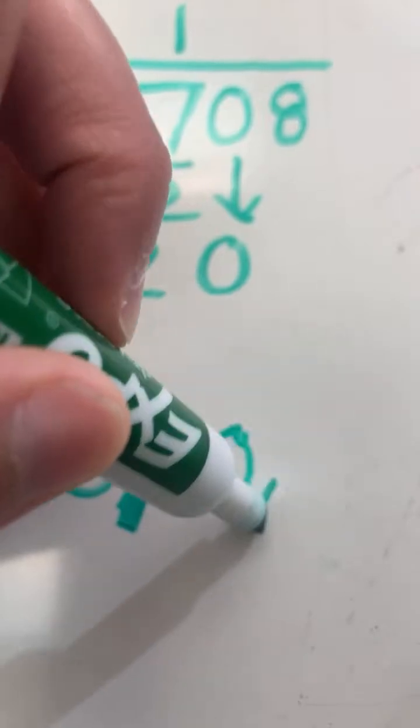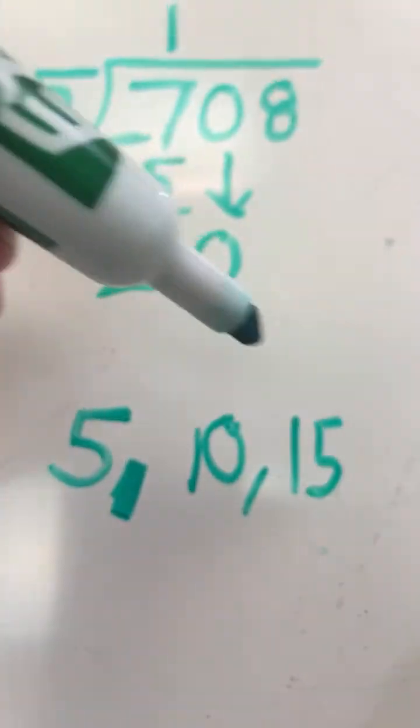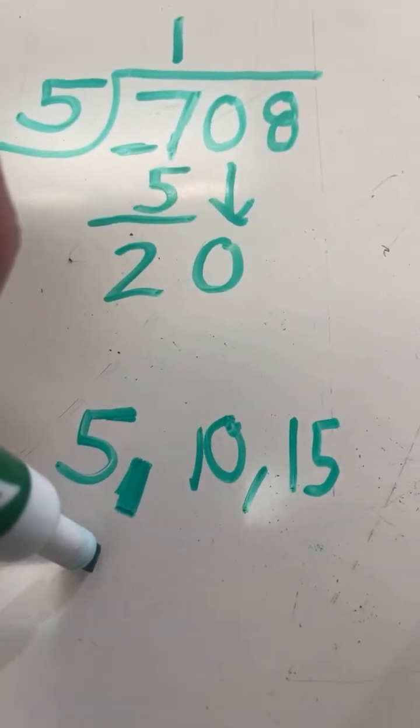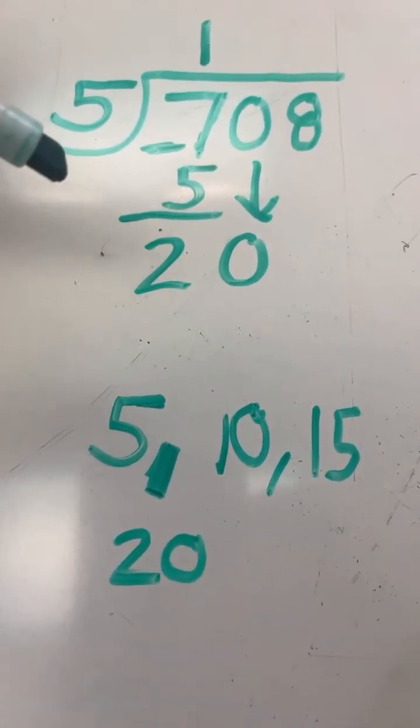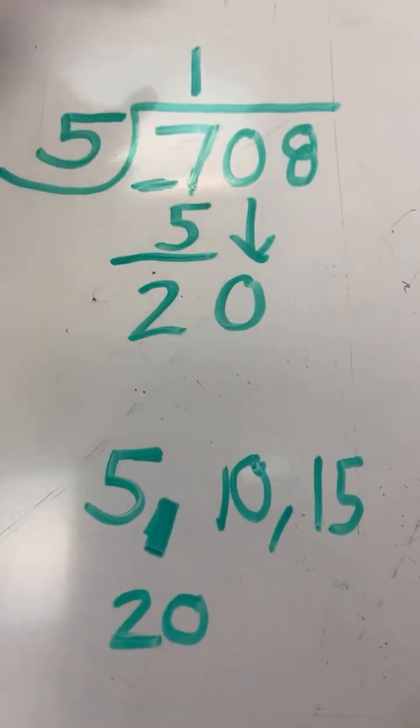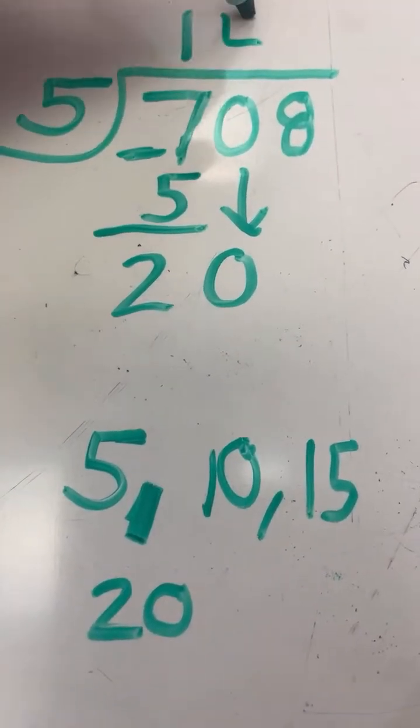10, 2 groups of 5. 15, 3 groups of 5. 20, 4 groups of 5. So 20 divided by 5 equals 4.